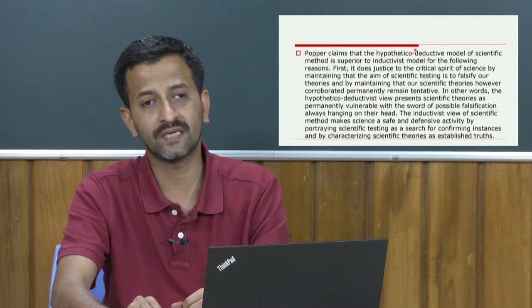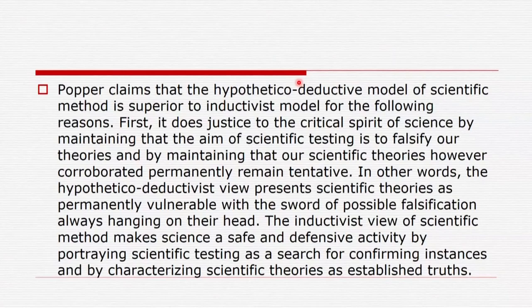Let us see. First, the hypothetico-deductive model does justice to the critical spirit of science by maintaining that the aim of scientific testing is to falsify our theories, and by maintaining that our scientific theories, however corroborated, permanently remain tentative. In other words, the hypothetico-deductivist view presents scientific theories as permanently vulnerable, with the sword of possible falsification always hanging over their head. Our hypotheses, our conclusions, remain permanently tentative, and that is why they are subject to corroboration.